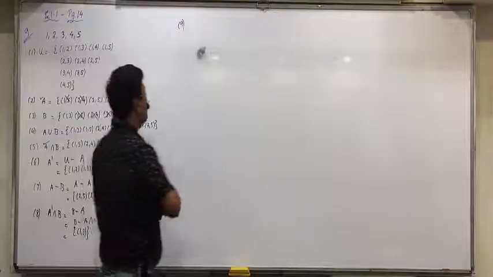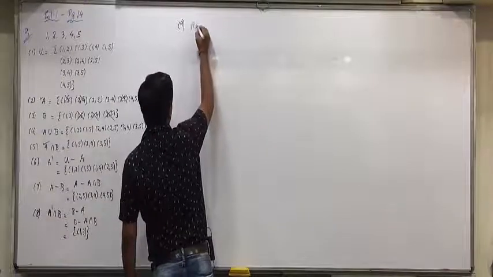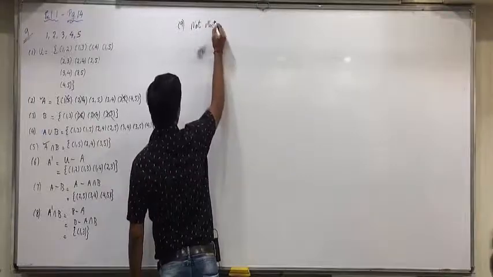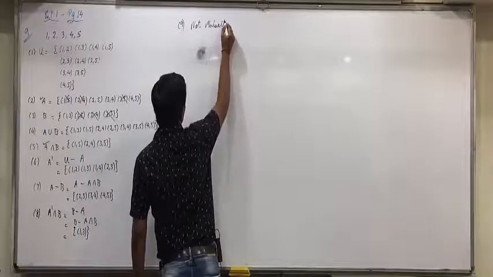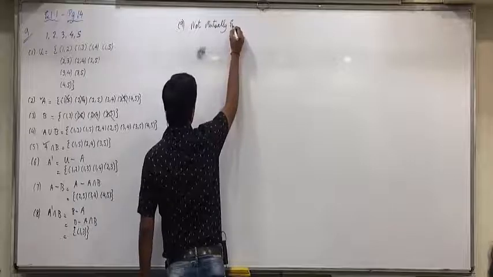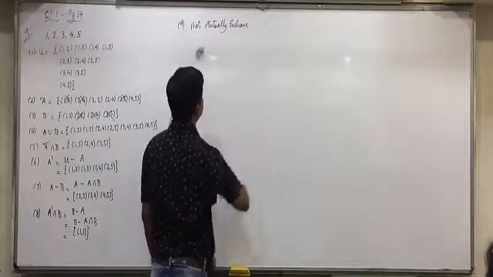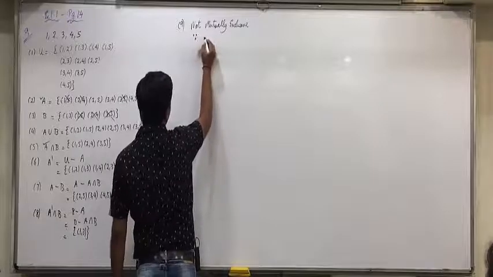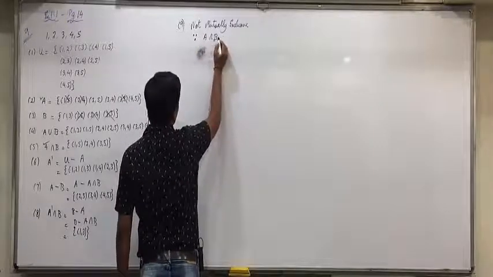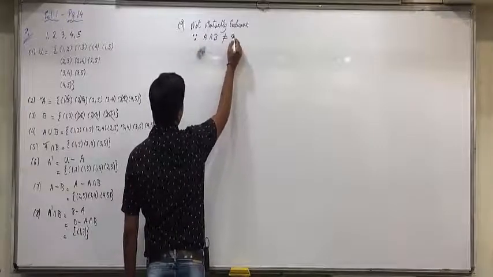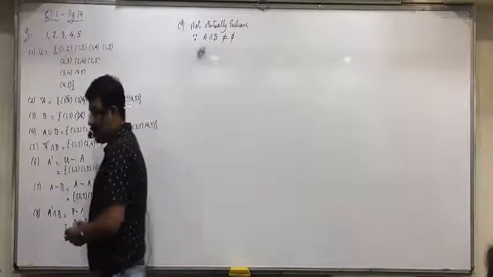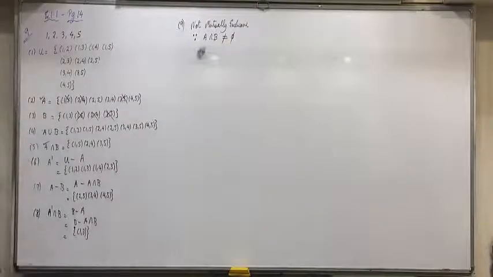Write down: events A and B are not mutually exclusive because A intersection B is not equal to null set.